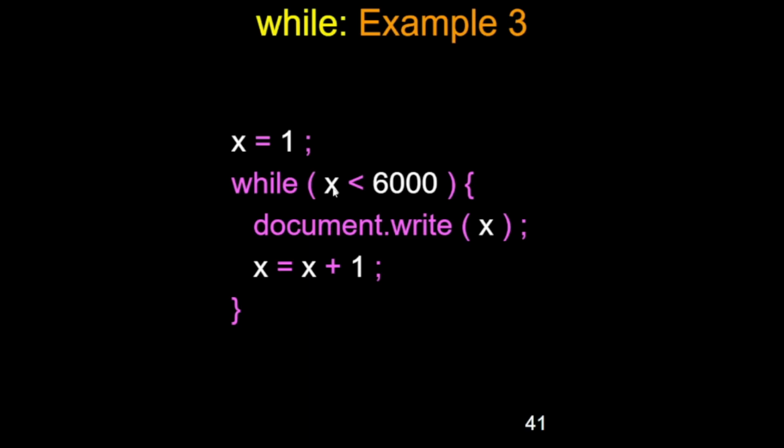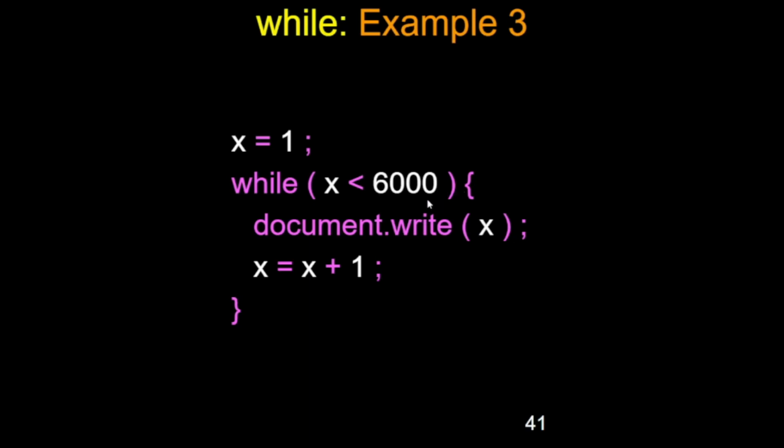First is the initialization, and once that is done, we check the test condition. If 1 is less than 6000, that is obviously true. 1 is always less than 6000. So it will execute the first statement within the curly braces, that is document.write x. That means it will print the value of x, that is 1. Now it will increment the value of x as x equals x plus 1, and that will be x equals 2. Since it is the end of the curly braces, it will again go back to the test condition and check whether x is less than 6000 or not.